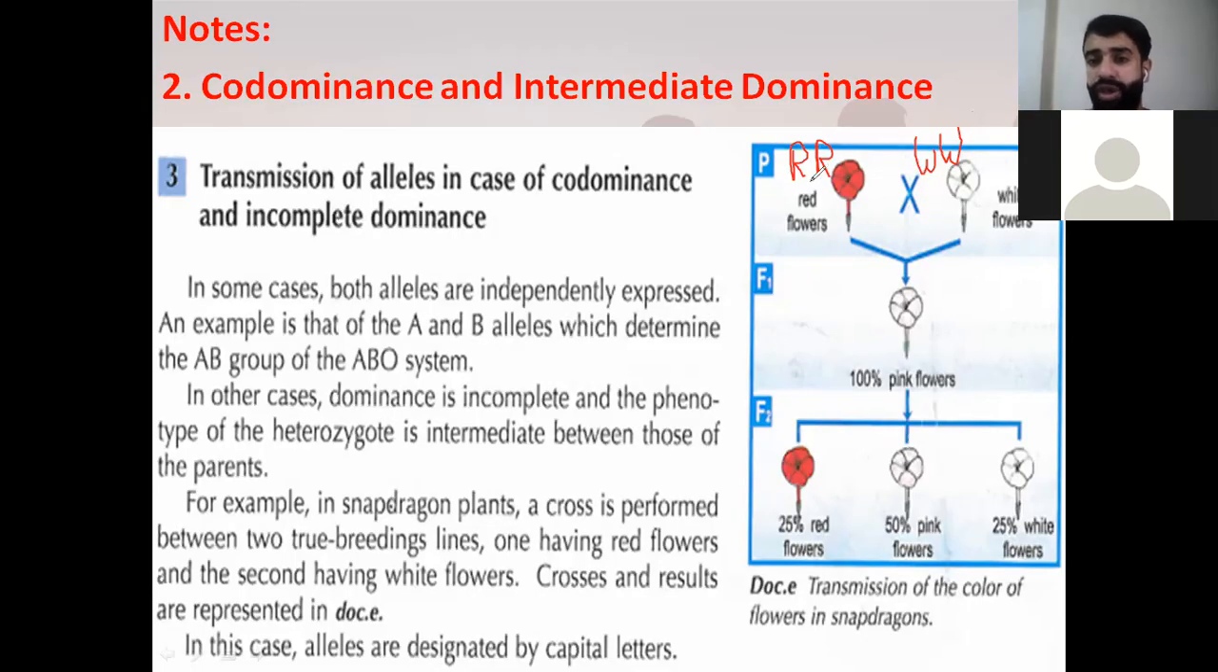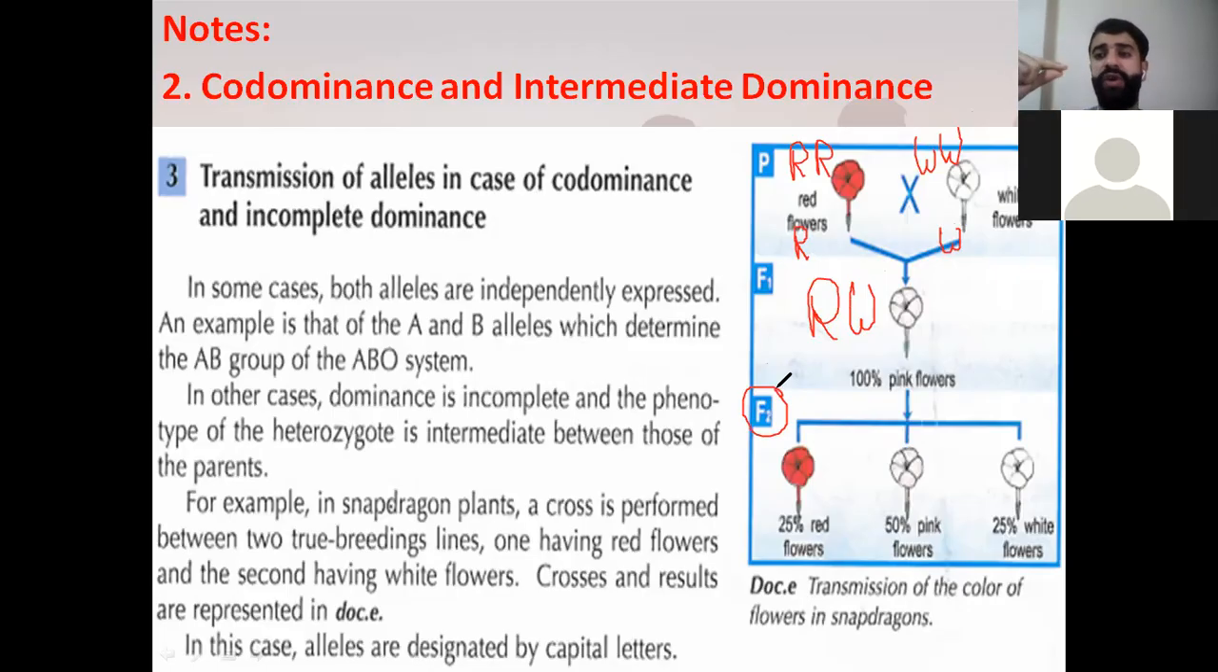Pink flower, so here RR, we have gamete R, 100%. And here we have gamete W. So they meet together, so the pink will be R capital, W capital. F1 crossed with F1 will give the F2. So what do we call this? This is called the self-cross. Crossing the F1 with the F1 is called the self-cross.